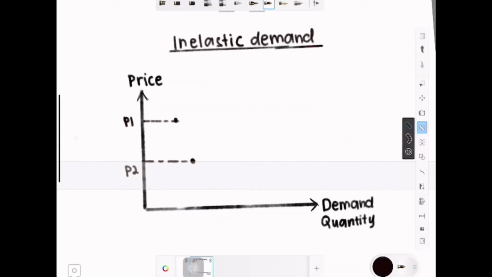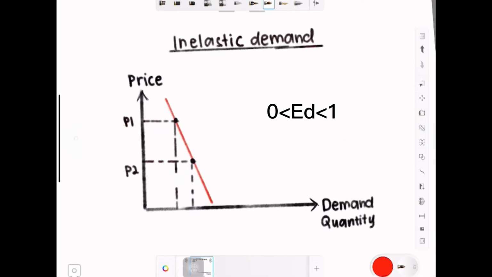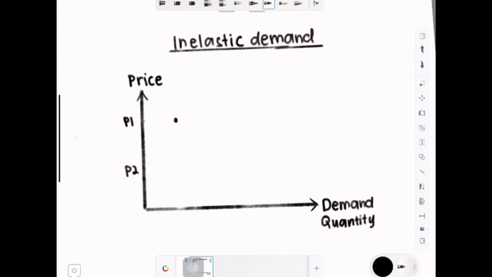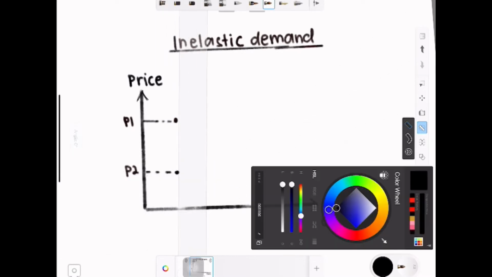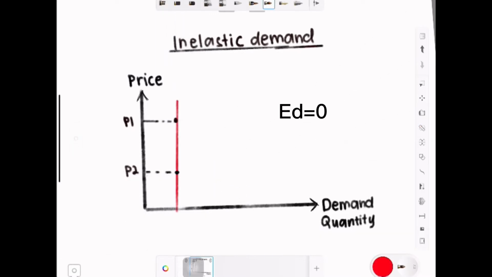For an inelastic demand curve, a change in the price of the goods causes a smaller percentage change in quantity demanded. The shape is a steeper slope of the demand curve. No matter how the price changes, the quantity demanded will stay the same. It has a vertical shape of the demand curve. This curve is called the perfect inelastic demand curve.